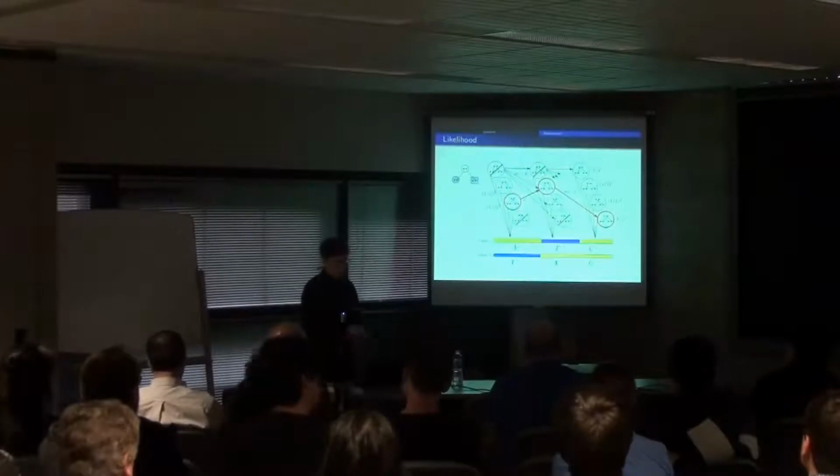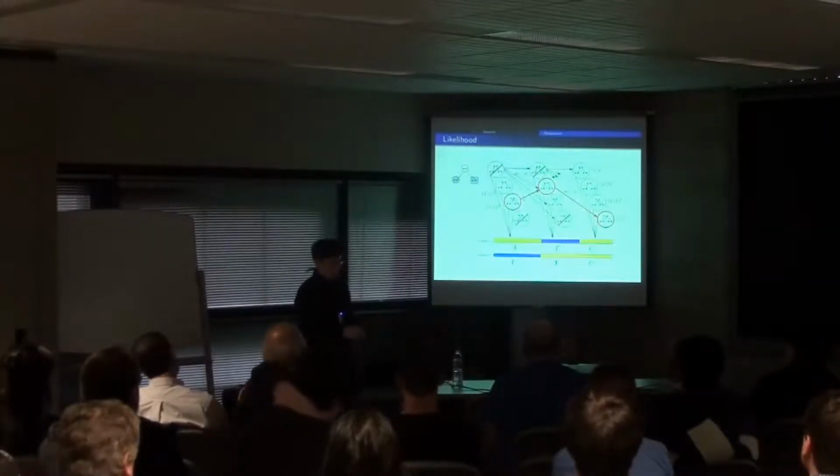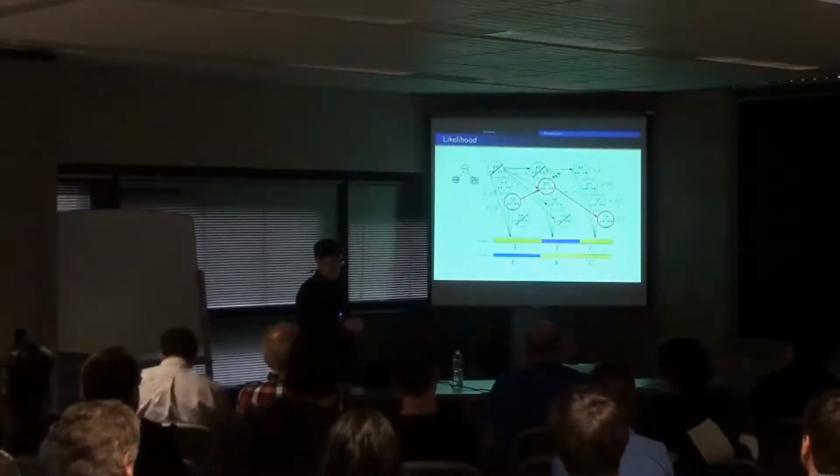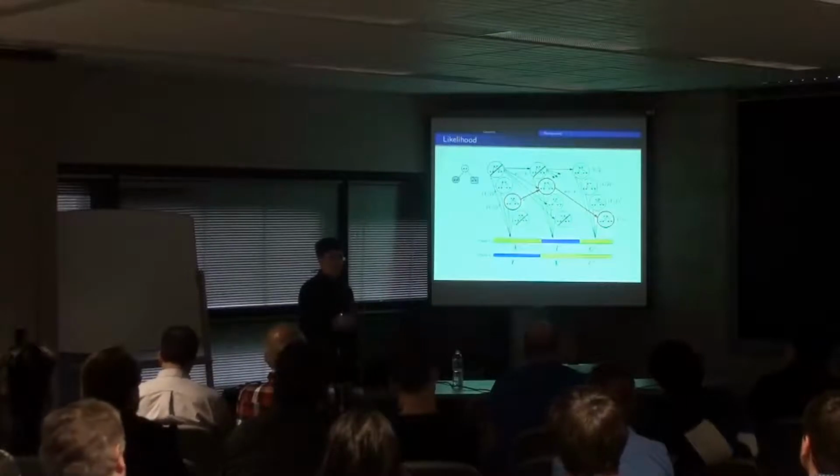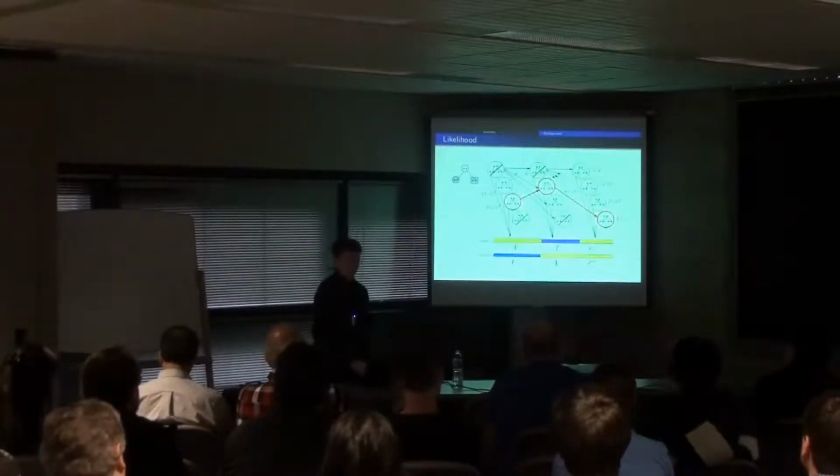So if you take the sum product of the transition probabilities and the emission probabilities, you get the full likelihood for the graph. So I'm just representing this pictorially because I think it's easier to understand that way.